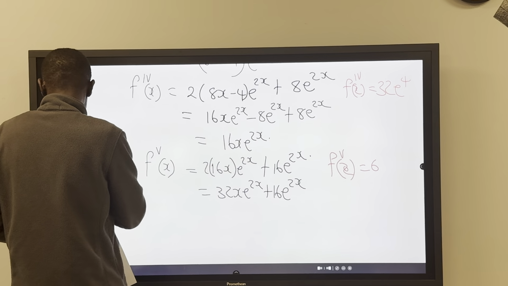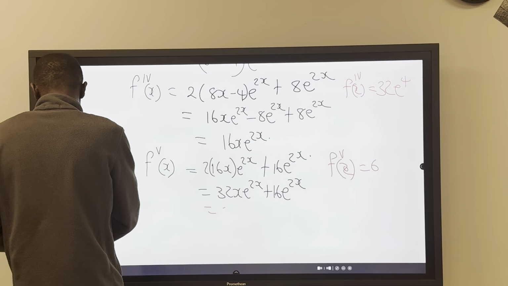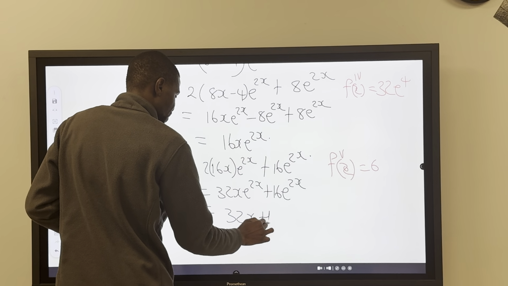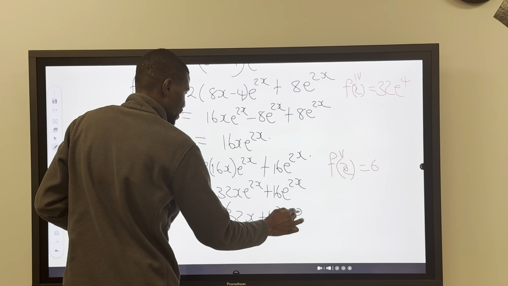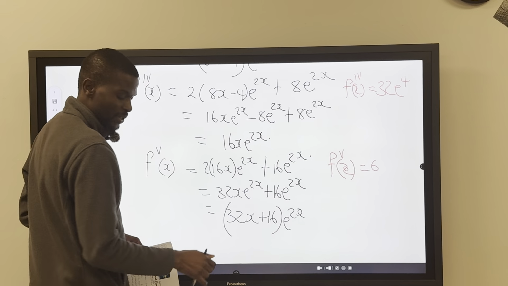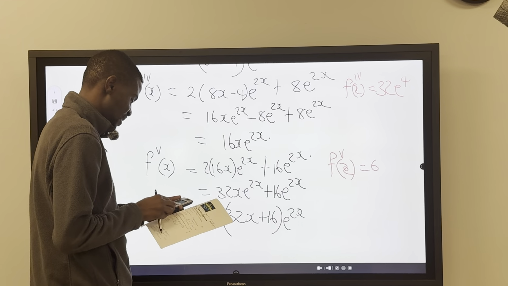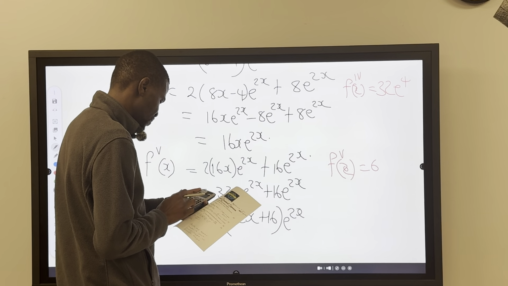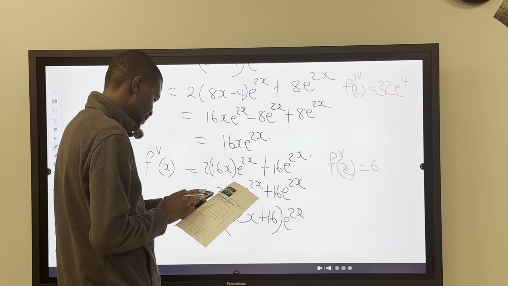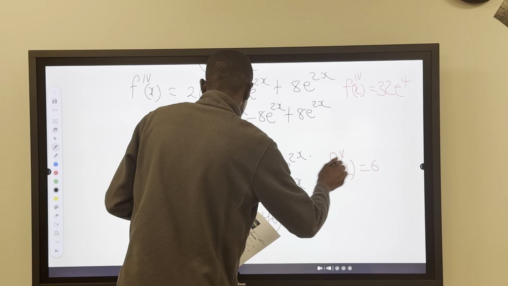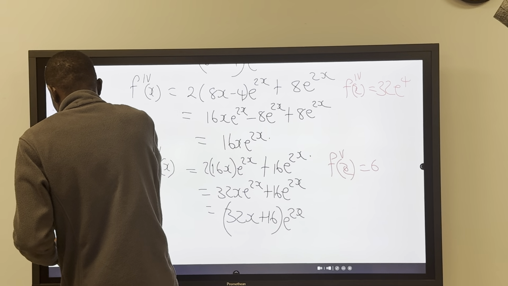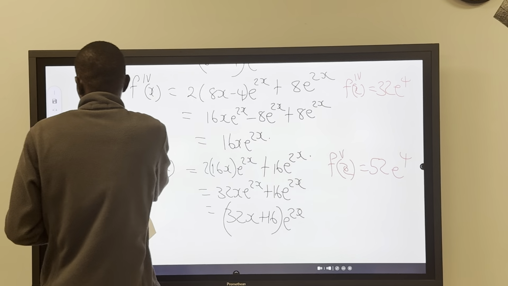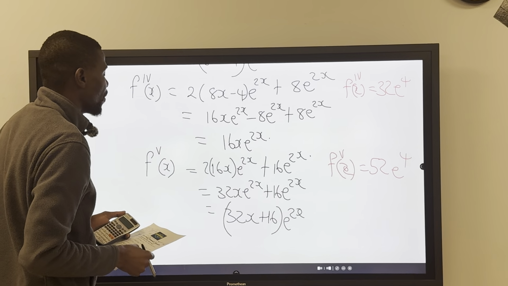Here we have 32x plus 16 e to the 2x. So this is going to be 64 plus that, is it not 80? So 32 times 2, that's 64, plus 16. That's 80. So this is 80 e to the fourth power.